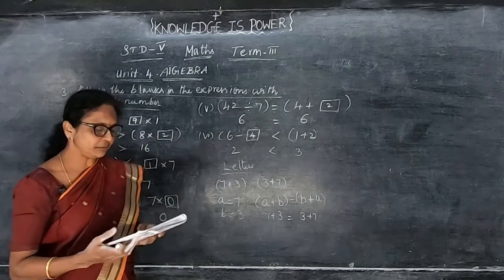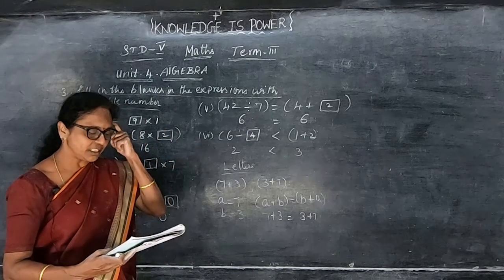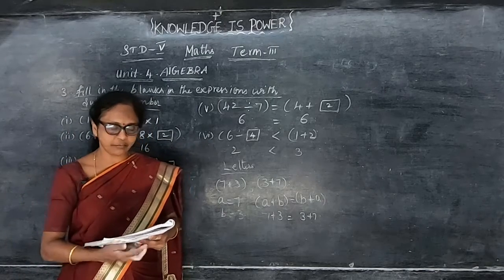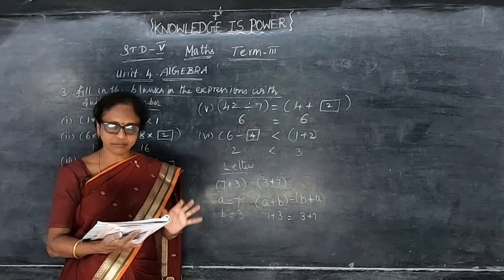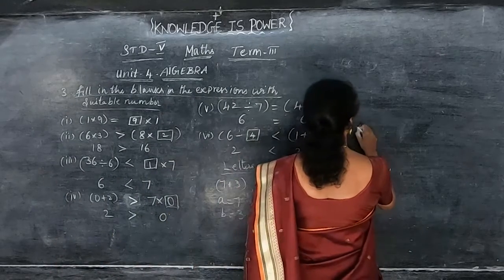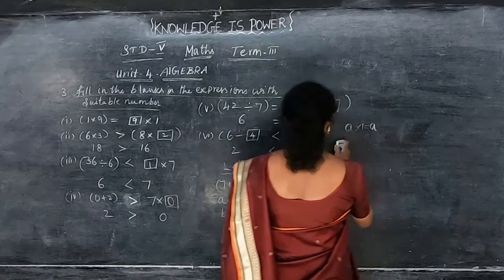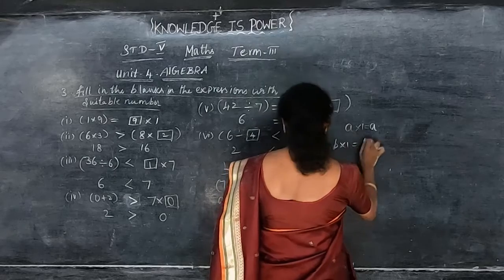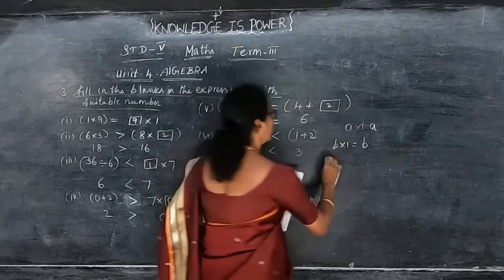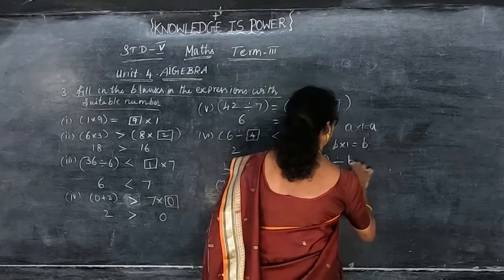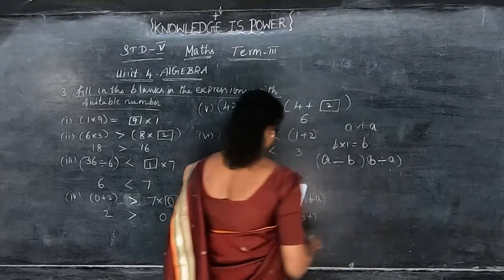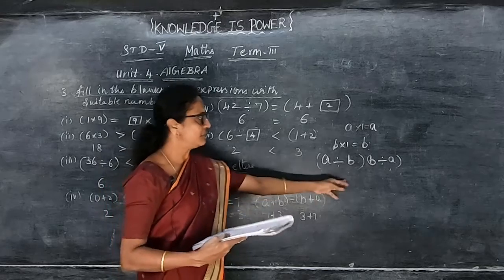Suppose multiplying any number by 1 gives the number itself. If the number is replaced by an alphabet, suppose A into 1, that is equal to A. B into 1 is equal to B. Now in division, it comes as A divided by B and B divided by A. Like this we have to use the division symbol.